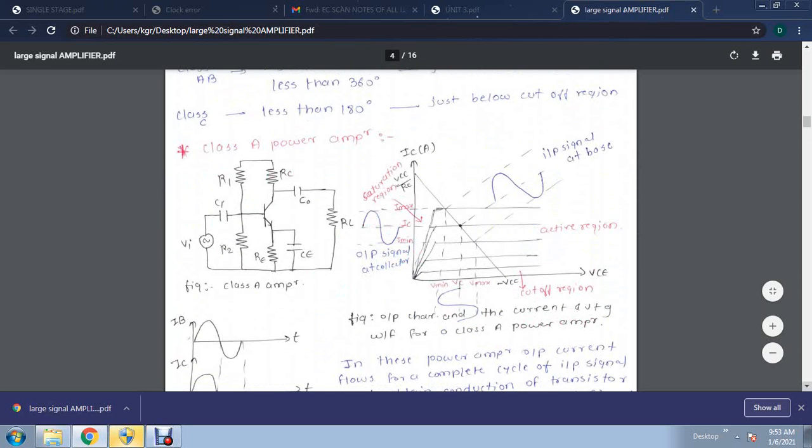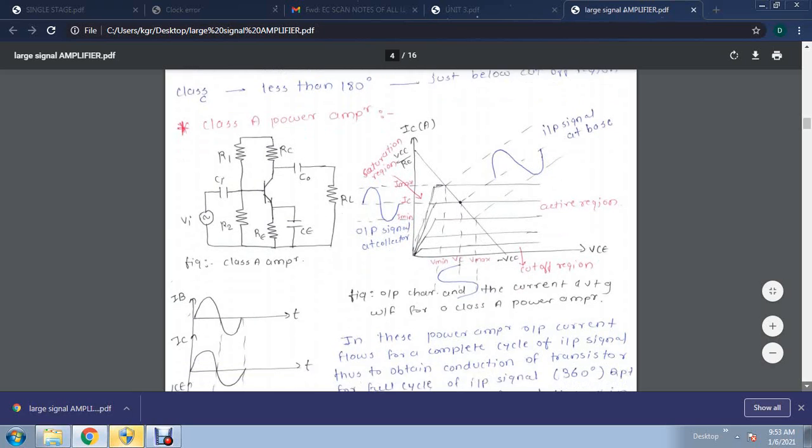Now let us discuss one by one. Class A amplifier: its simple circuit consists of one transistor, R1 and R2, RE, RC and CE. Vi is the input signal, CO is the output capacitor, RL is the load resistor. Here R1, R2 and RE provide biasing and stabilization. CE is taken across RE, and CO is the coupling capacitor.